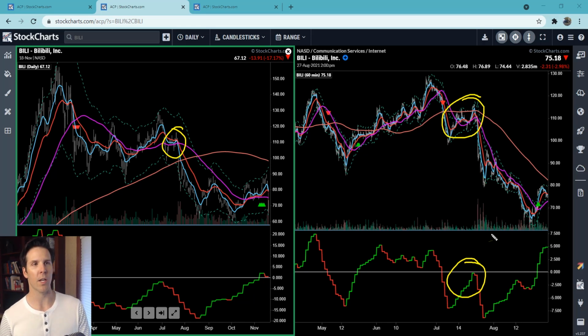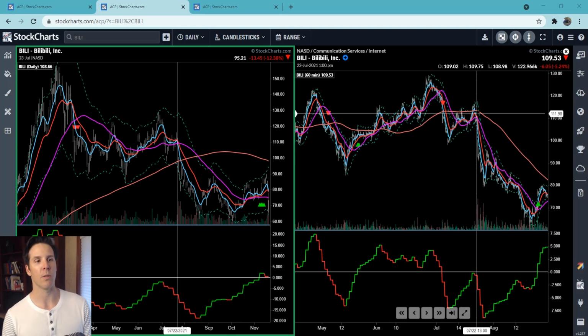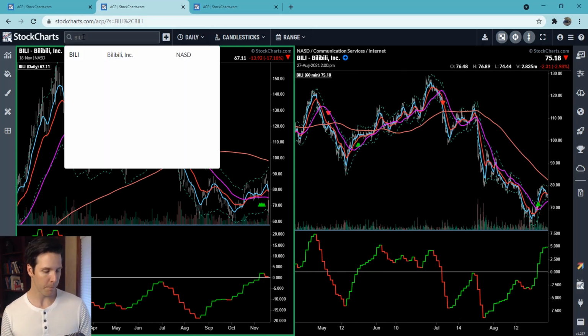So one other thing I'll just mention is, the definition of a downtrend is when the fast moving average is below the slow moving average. Definition of an uptrend is when the fast moving average is over the slow moving average. So keep that in mind when you see things like that. All right, so that was BILI.